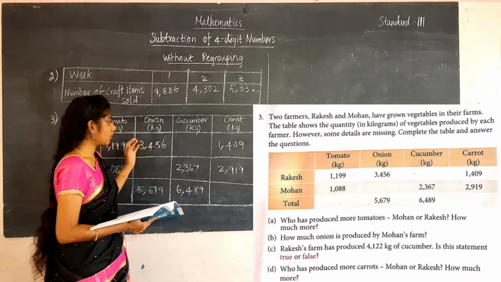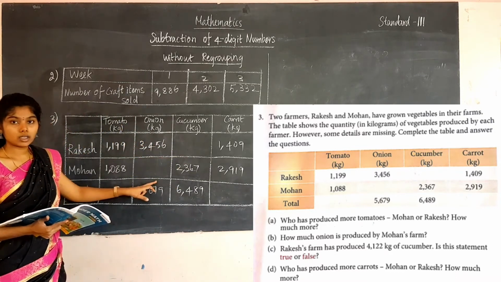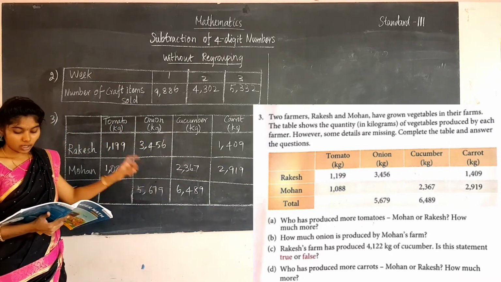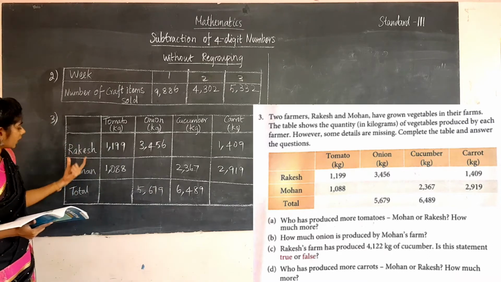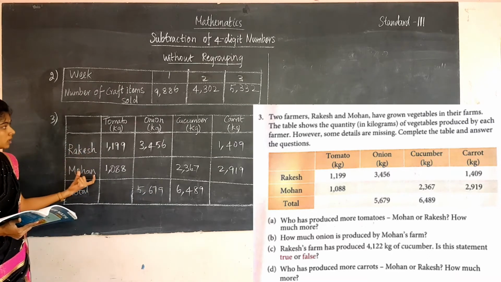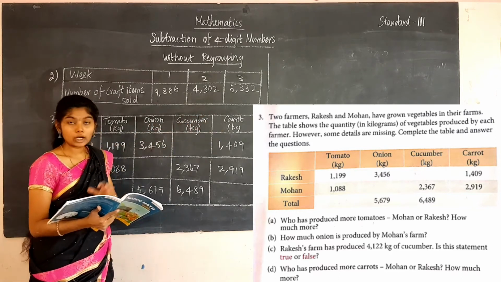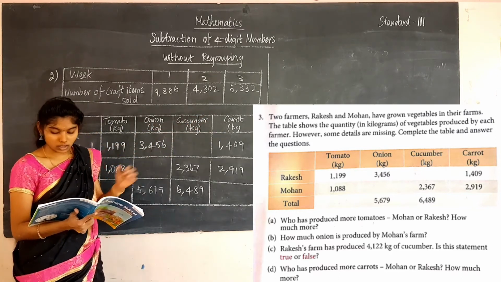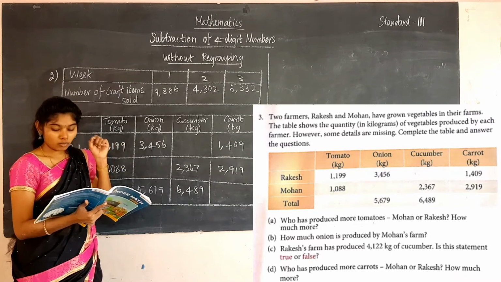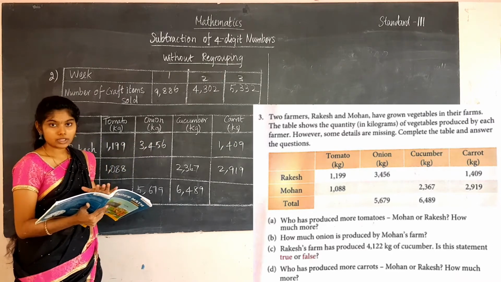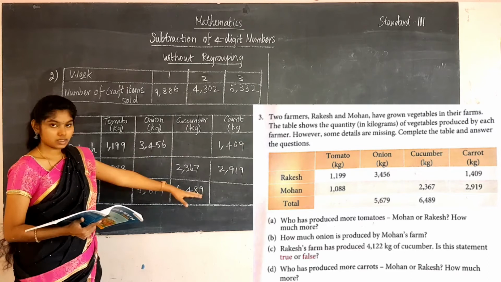So here there is a table, there are missing terms, so we are going to find those. So there are two farmers, who are they? Rakesh and Mohan. The two farmers are selling tomato, onion, cucumber and carrot. The quantity in kilograms is shown in this table. So what is the question given there? With those questions only we are going to fill in the answers, okay.